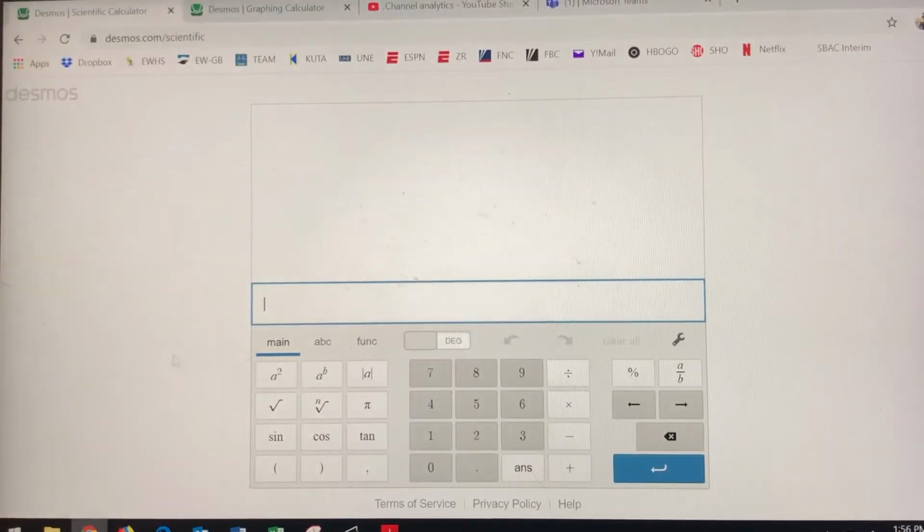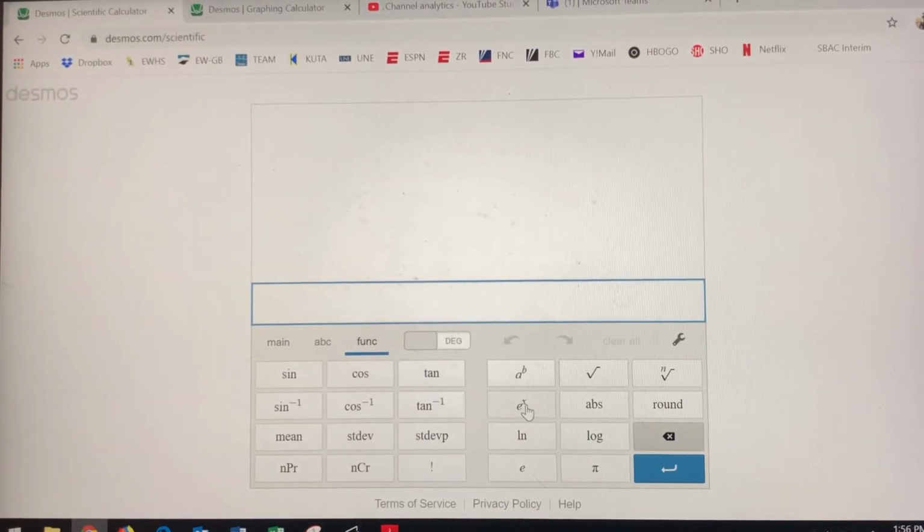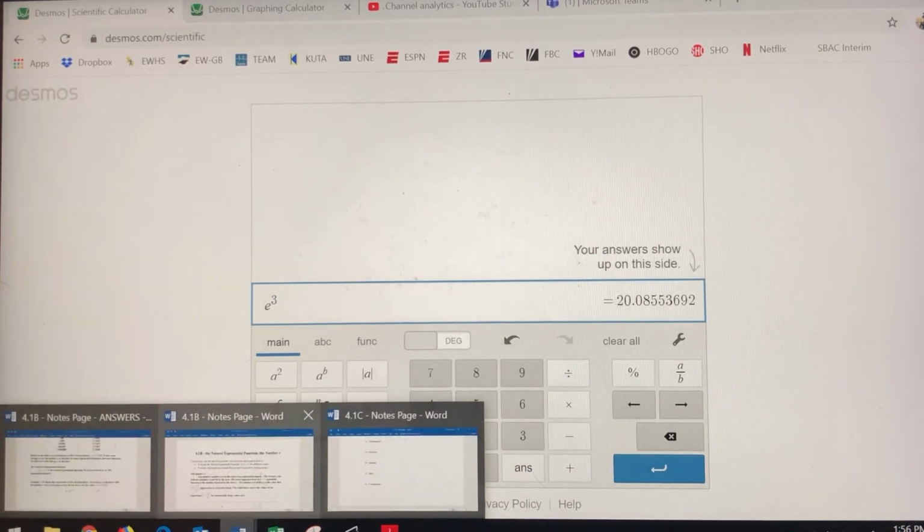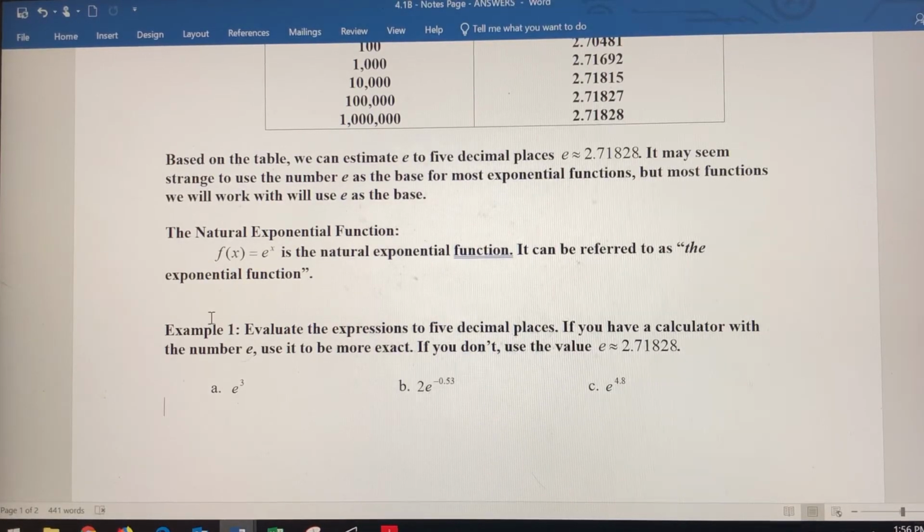If we use the Desmos Scientific Calculator, you're going to find e under functions here. So e to the x, and that's going to be on your Texas Instruments calculators as well. On your smartphones, you're going to see e to the x when you turn your phone sideways. So we want to do e to the x, and we want to do it to the 3rd power. And you can see that equals 20.0855, so on. We go here, and you see that value, 20.08554.